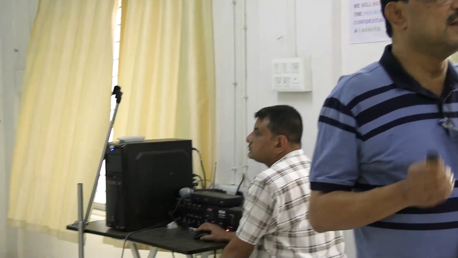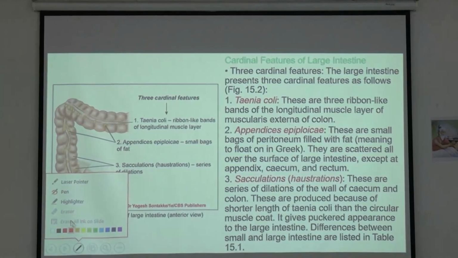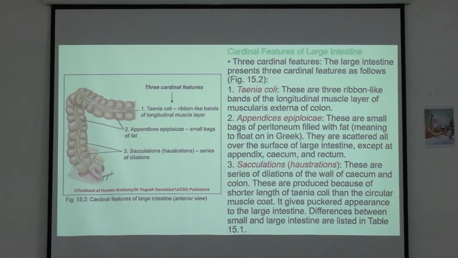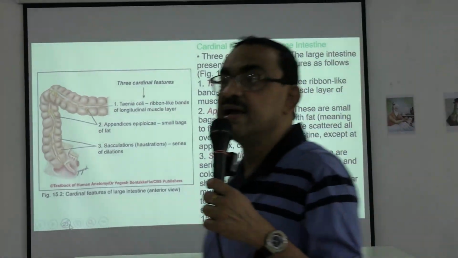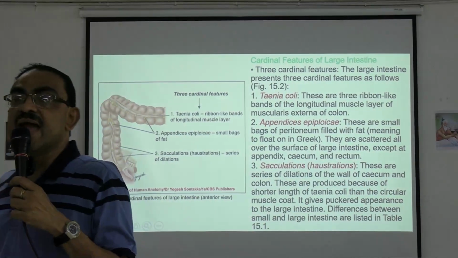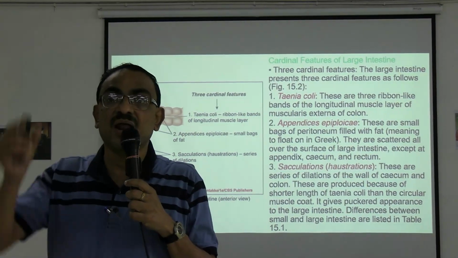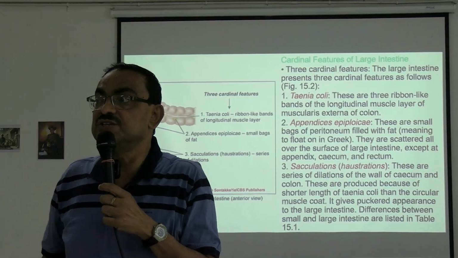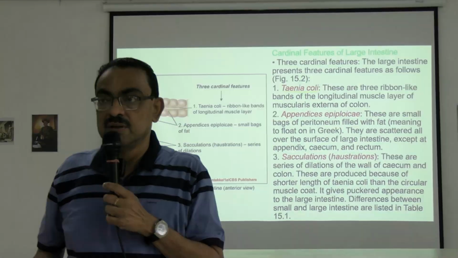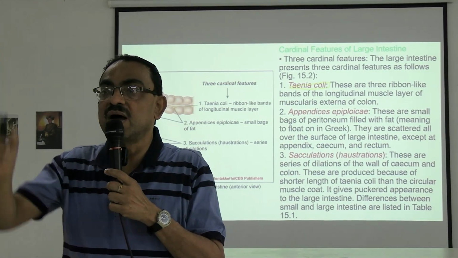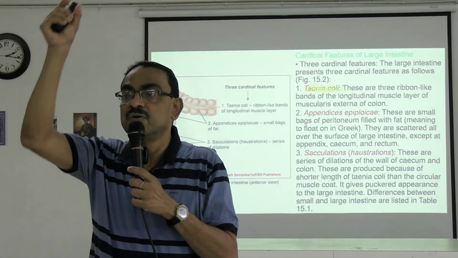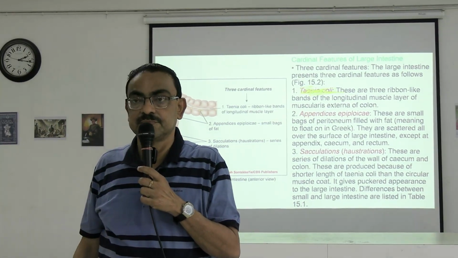Now we know the cardinal features of the large gut. Number one, the tenia coli. What is tenia coli? Tenia coli are localized aggregations, localized bands of longitudinal muscles.